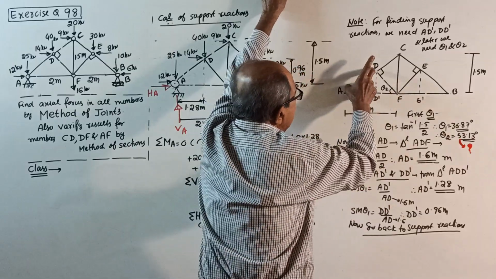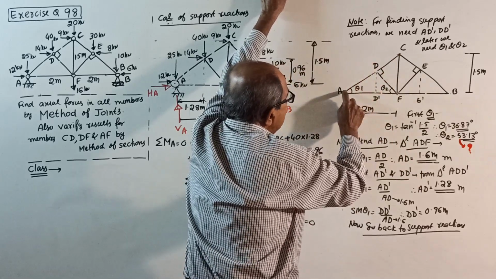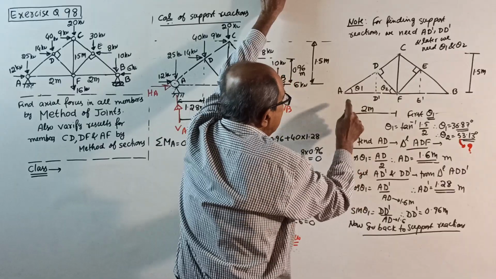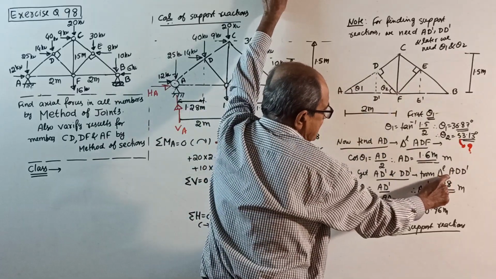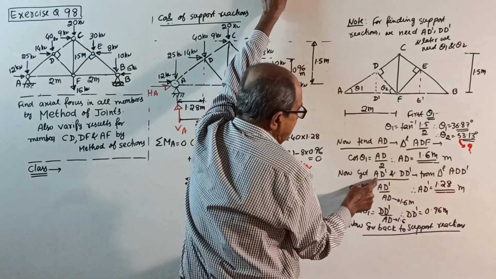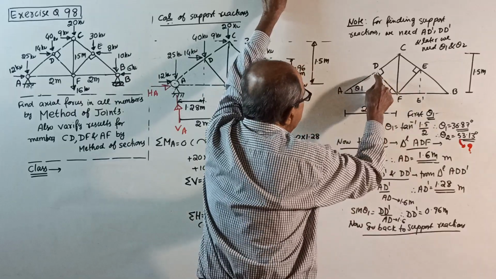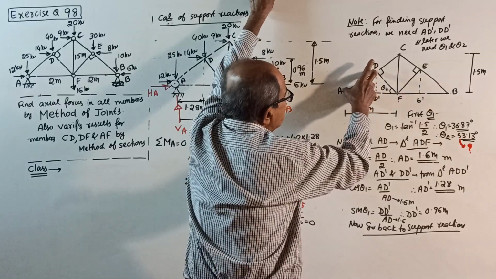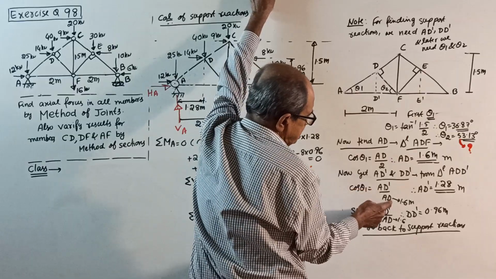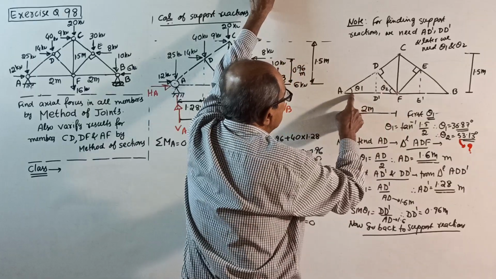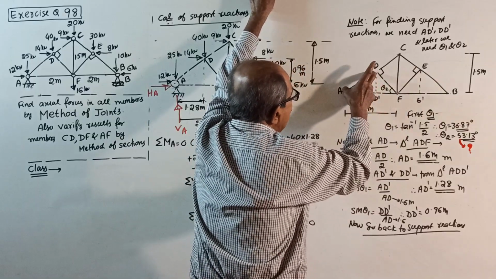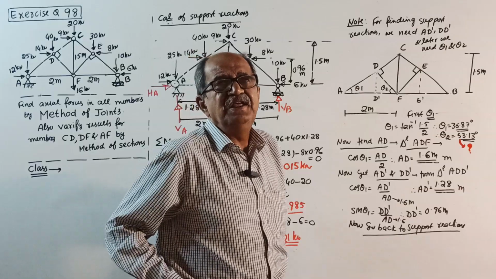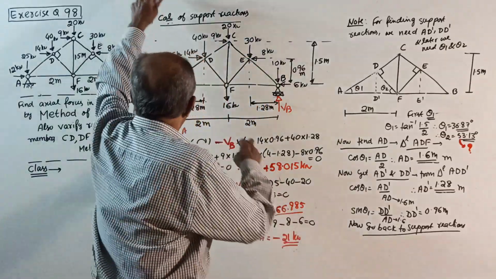Okay, then once you get AD, consider the triangle ADD dash. Now get AD dash and DD dash from this triangle. Very simple. Cos theta 1 equals AD dash by AD, because this is the hypotenuse now. AD dash will come. Sin theta 1 equals DD dash by AD. DD dash will come. Everything is over. Actually, I repeated this; it is already told earlier. Now, enter all the values.